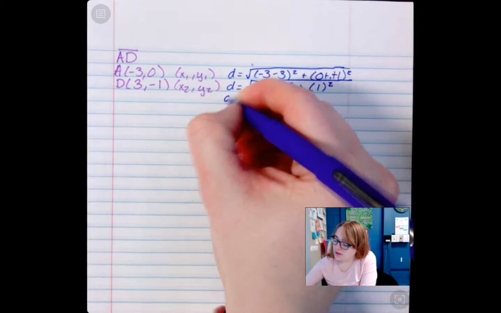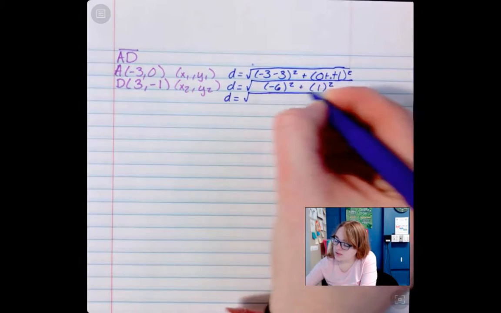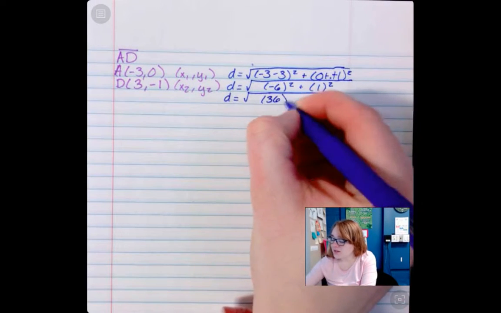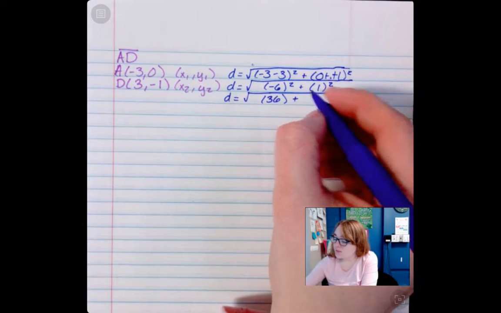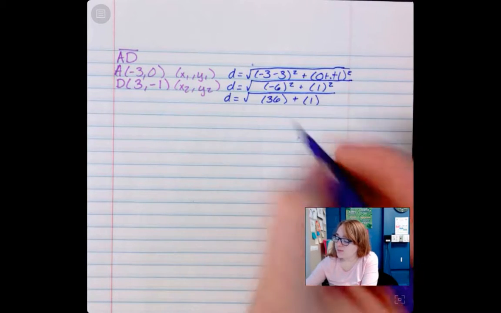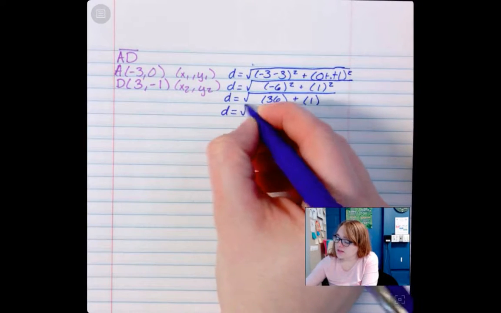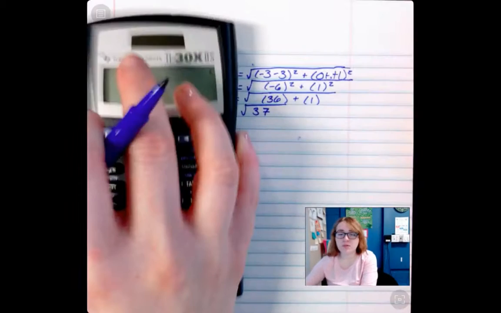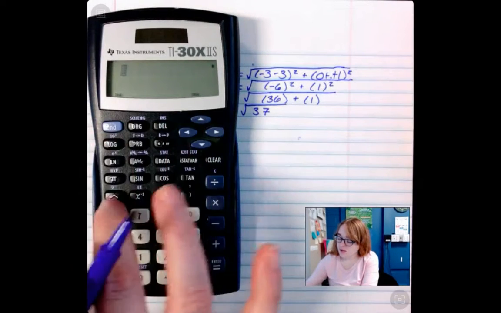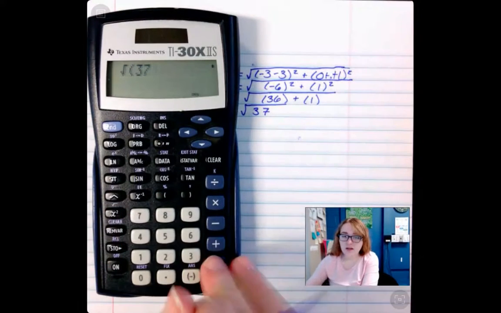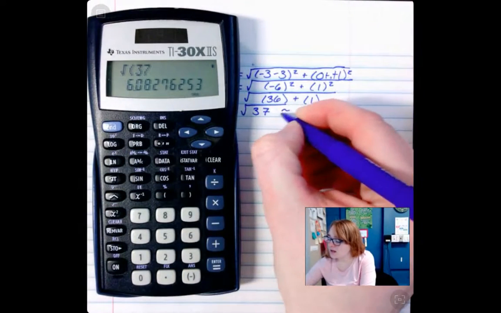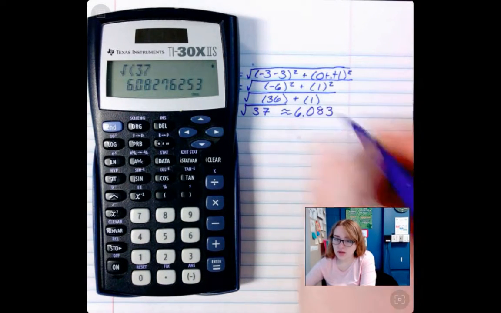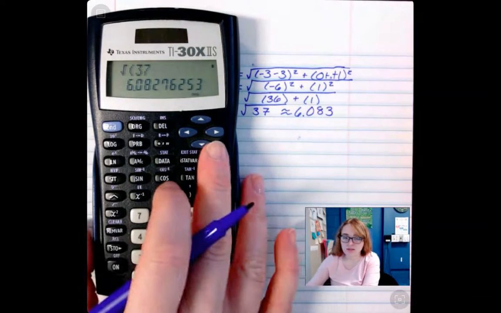Then we go ahead and square these. 6 squared, or -6 times -6, is +36. And then 1 squared just gives us 1. When we add those together, we get that the distance is equal to the square root of 37. And to get our decimal approximation, we bring out our calculators, hit our square root function, 37, and that gives us approximately 6.083. Again, just rounding to 3 places.